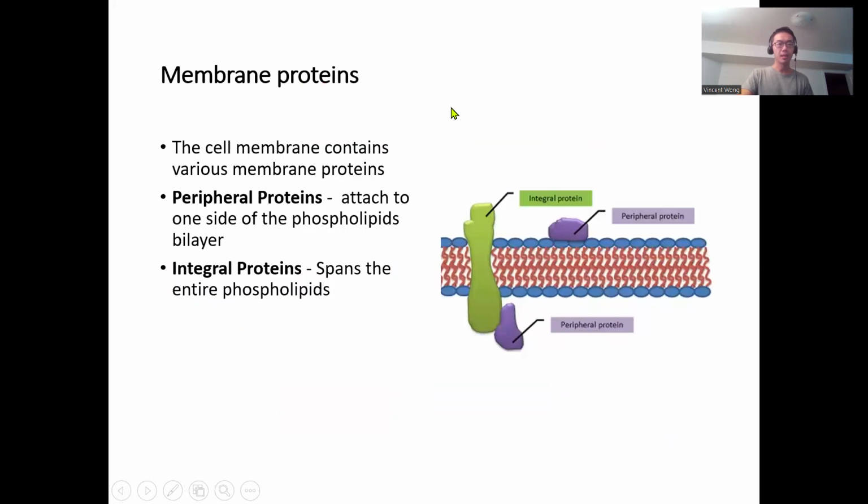today's lesson. Just to refresh your memory, the green one is the integral protein, which spans all the way through. And then we have the peripheral proteins that are either attached directly on the phospholipids, or sometimes they are like a buddy to the integral protein. They attach to the protein instead of the lipids.